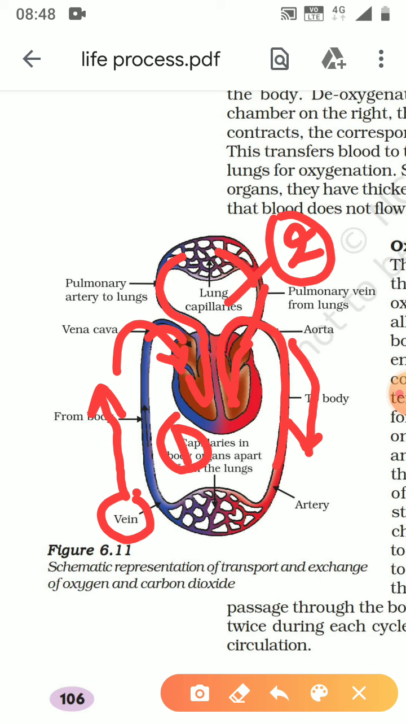Double circulation means first from the body to the heart and heart to lungs, lungs to heart and heart to body. One artery, that is the pulmonary artery, carries deoxygenated blood, and the pulmonary vein carries oxygenated blood. So this is the circulation part of the heart.